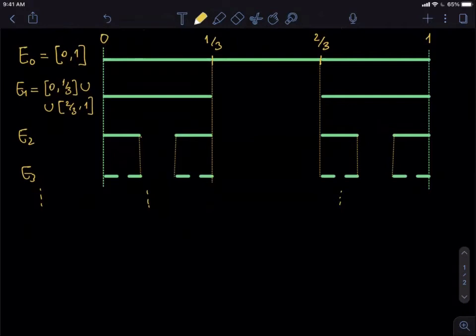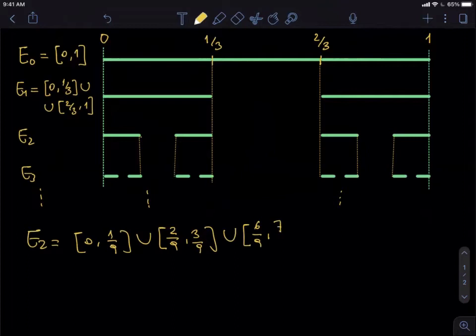Okay, so let's write what would be E2. E2 would be 0, 1/9 union with 2/9, 3/9, union 6/9, 7/9, union 8/9, 1, and so on.